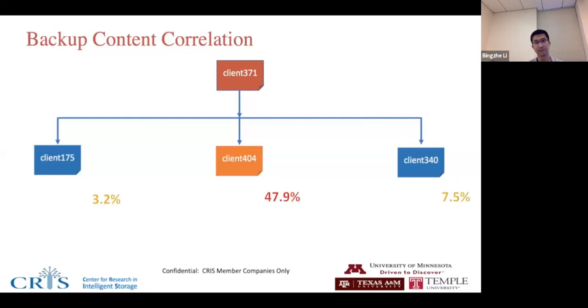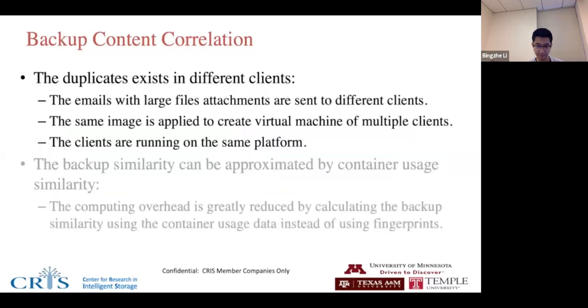the dedupe rate is only 3.2. However, the dedupe rate can be improved to 47.9 if prefetching the backup from client 404. In other words, the duplicates exist across different clients. The reasons are various.